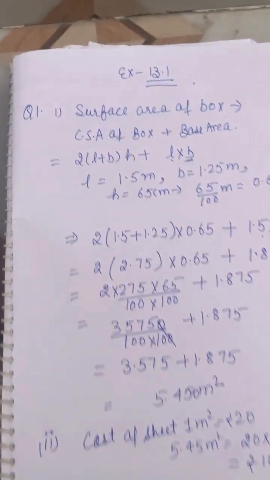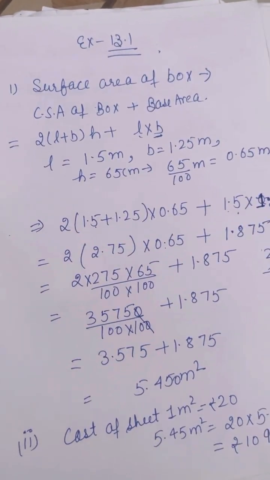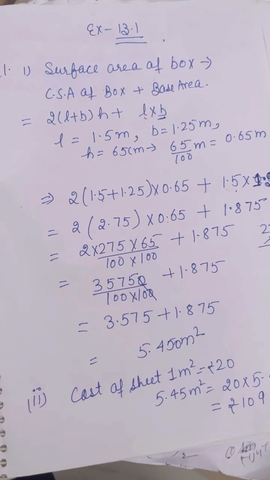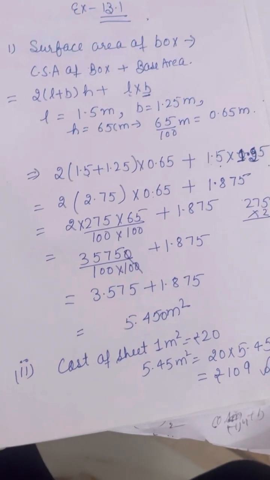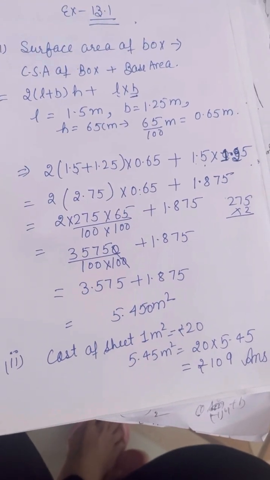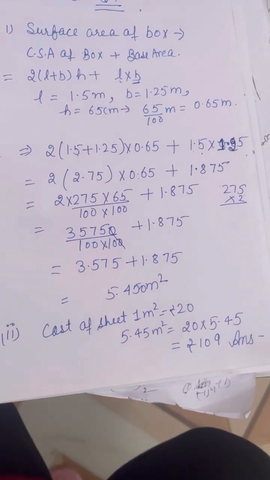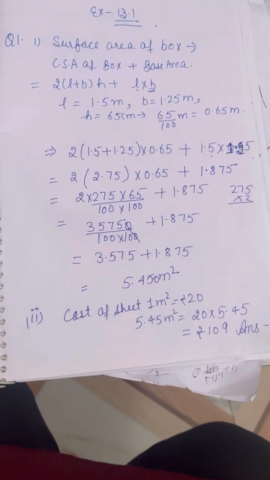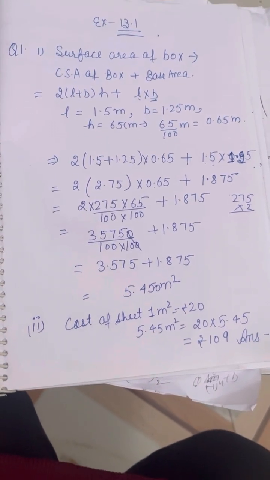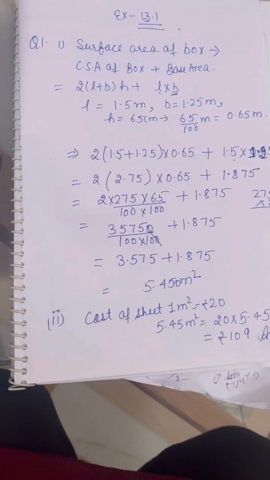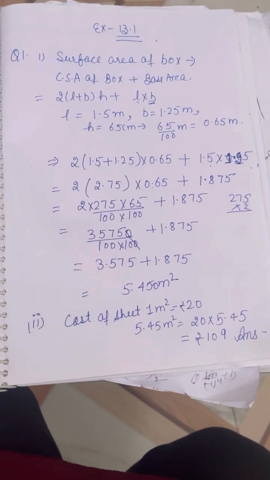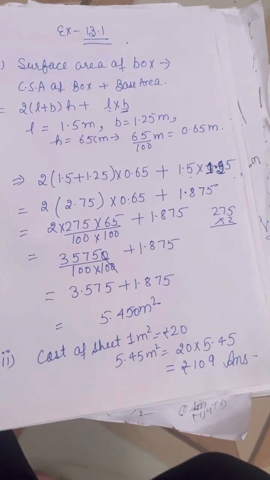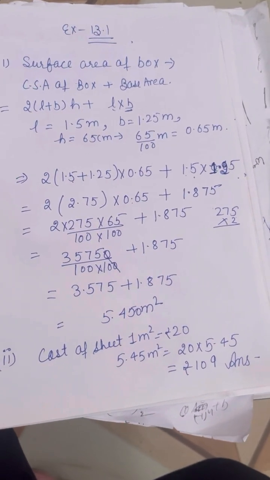The surface area of the box we will take is the curved surface area of the box plus the base area. Curved surface area is 2 into (L plus B) into H, and base area is length into breadth. Length is given 1.5 meter, breadth is 1.25 meter, height is 65 centimeter, meaning 65 by 100 meter, which is 0.65 meter. So we will put these values in the curved surface area plus base area, because the top we will not include. We will not take the total surface area, because we take 4 walls and the base area only.